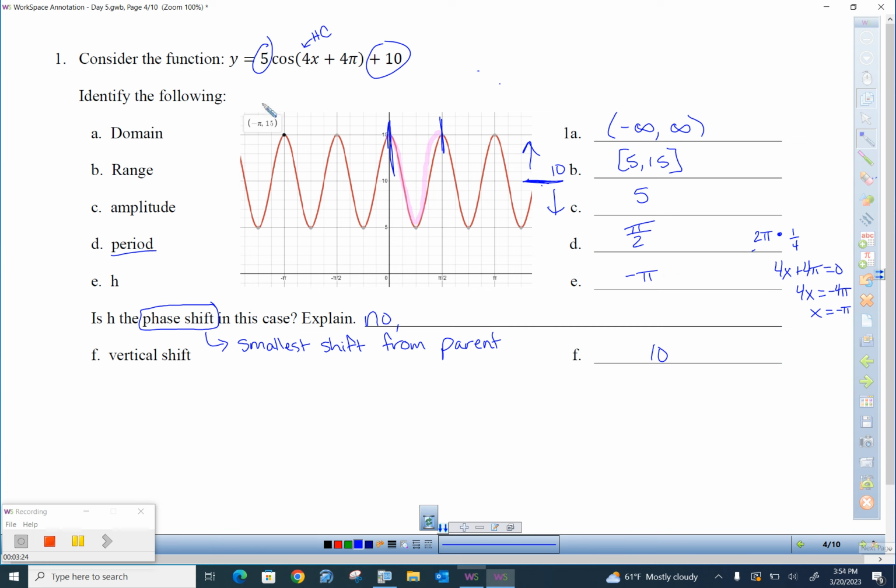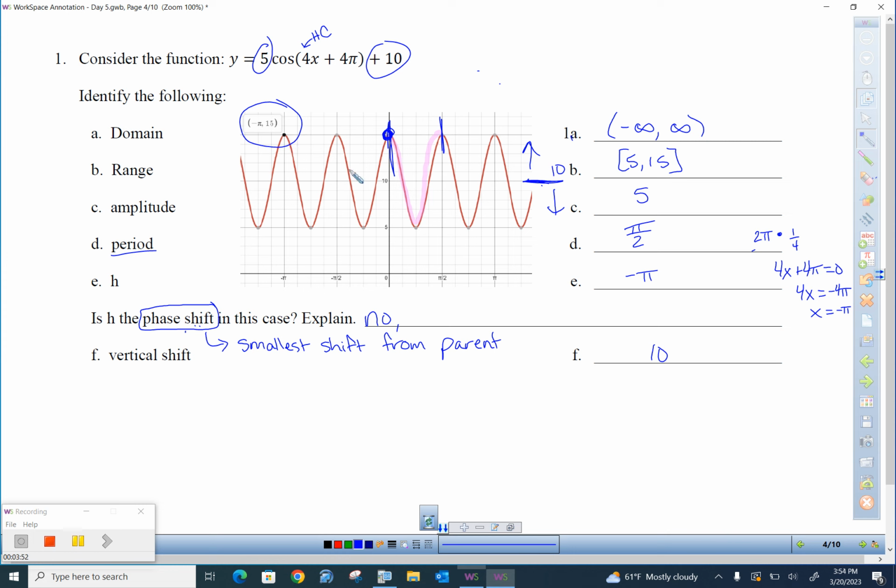So I actually labeled that on the graph here for you, but then I asked, is that the phase shift? Okay, and the phase shift by definition from last class is the smallest shift from the parent function. So in order to answer this question, you have to know what the parent function usually looks like. For cosine, the parent function usually starts at the maximum. So you're going to find the maximum that's closest to the starting point, so closest to that y-axis, and our first maximum is actually on the y-axis, which means no, that is not the phase shift, because this maximum is way over here. It's definitely not the closest.